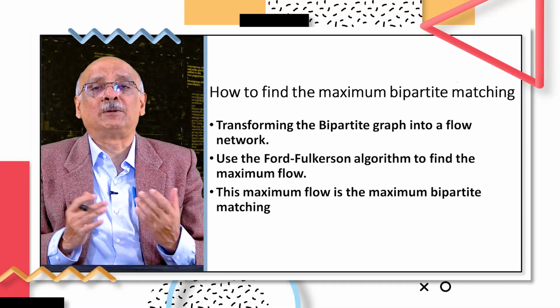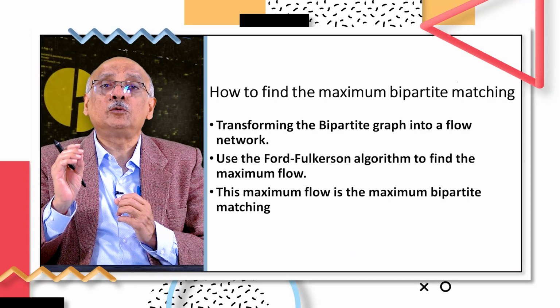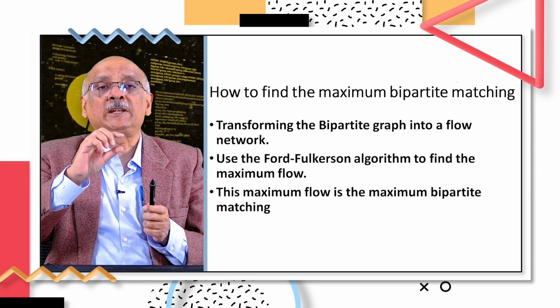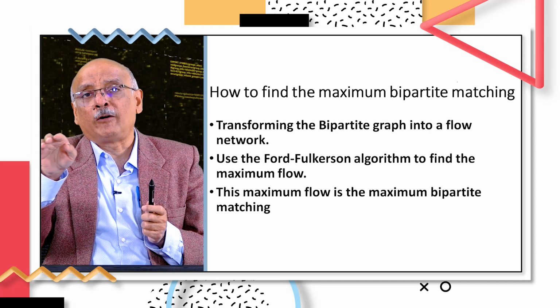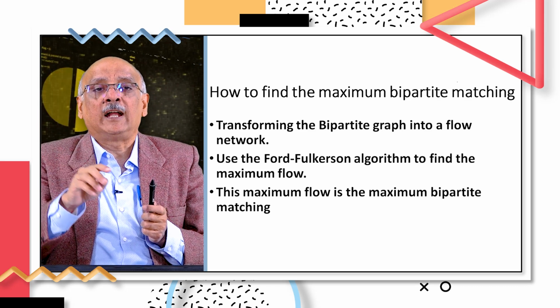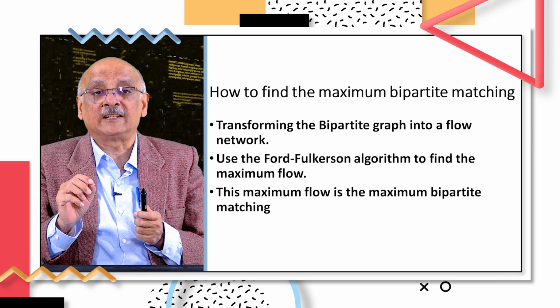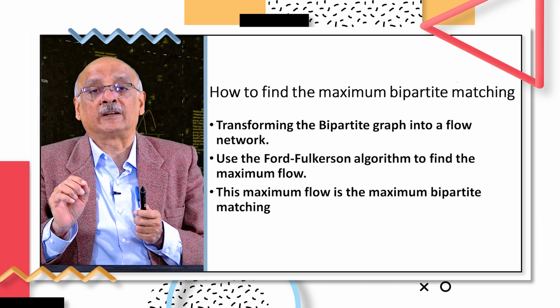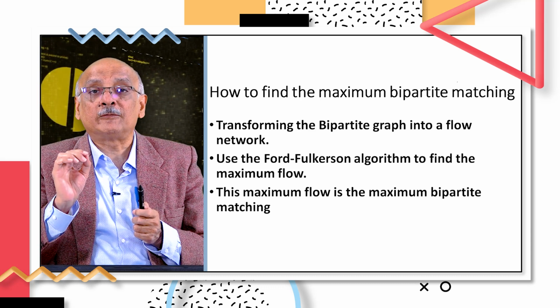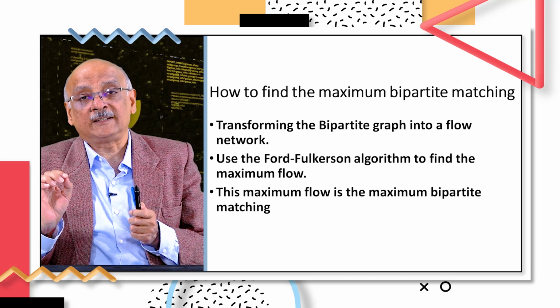Now, how to find the maximum bipartite matching? The algorithm to do so is not very direct. What it requires is transforming the bipartite graph into a flow network. Flow networks are typically a network of nodes where flow of some information or some weight is going on. One very useful algorithm which we will be using in this case is the Ford-Fulkerson algorithm. So, we will find the bipartite matching using the Ford-Fulkerson algorithm.